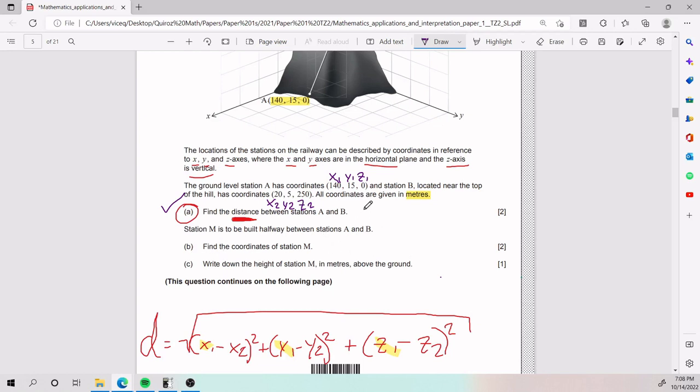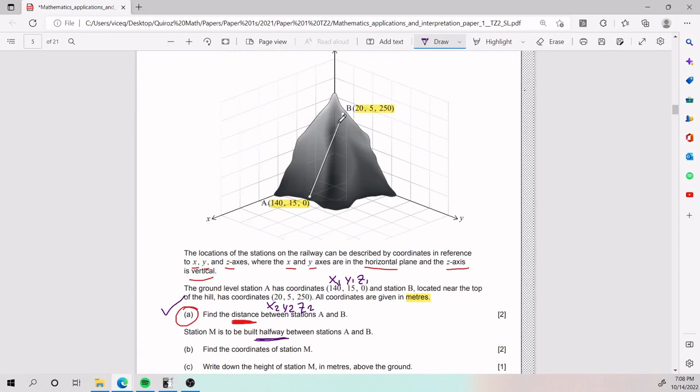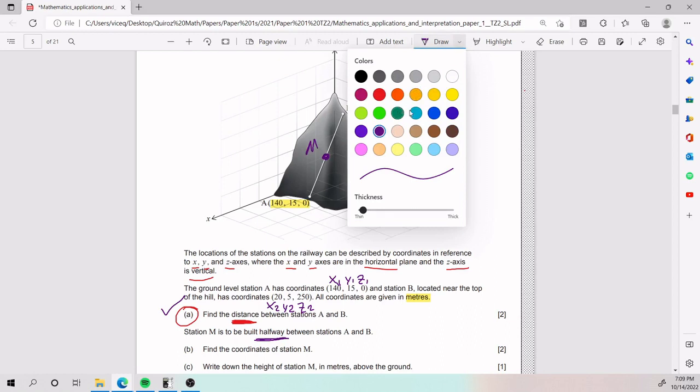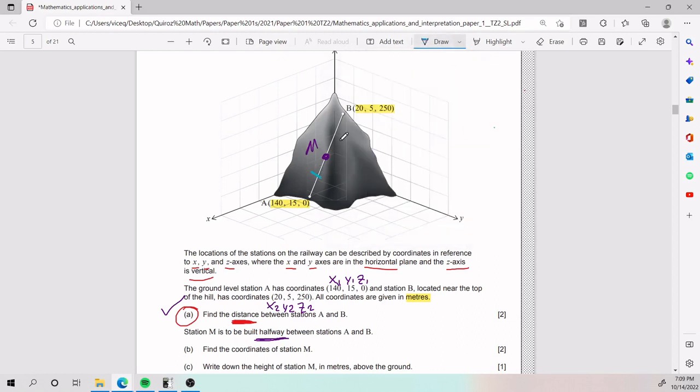So once again, ladies and gentlemen, what is the buzzword? The buzzword is halfway. A mitad de camino, mi compadre. So halfway between stations A and B. So somewhere along this white line, maybe like there, is going to be my point M, and it's going to be exactly halfway. That means that this distance here is equal to this distance here. All right, awesome. So buzzword: halfway, midway, midpoint.